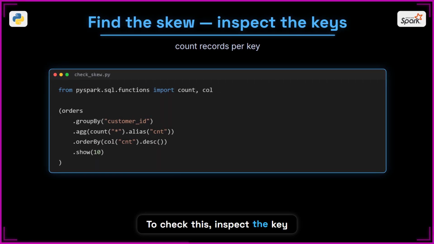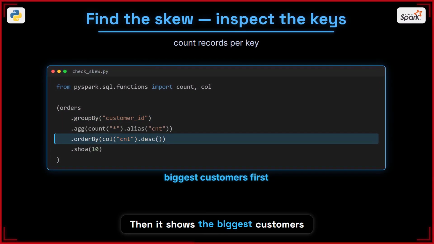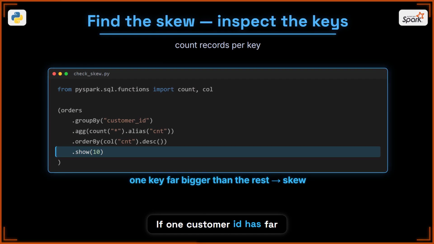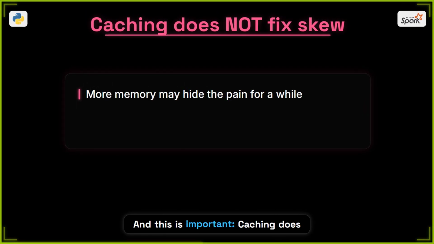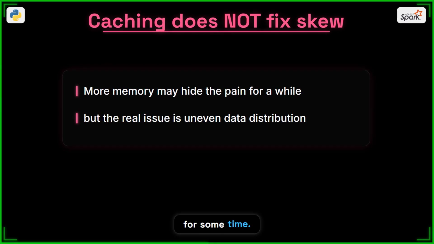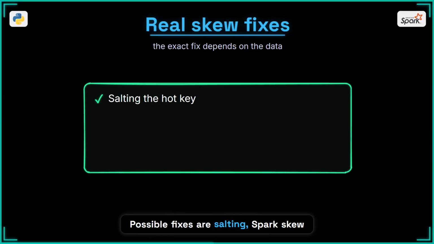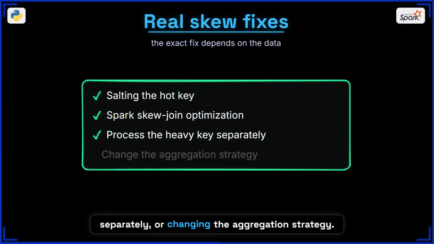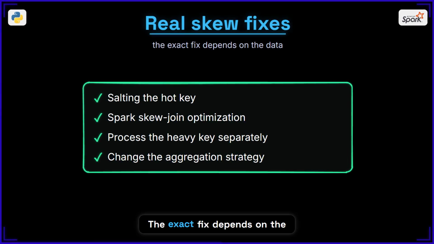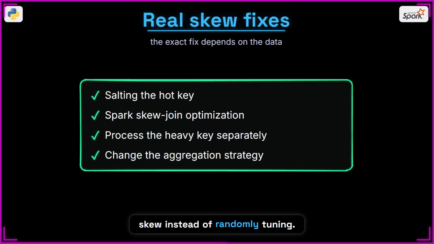To check this, inspect the key distribution. This code counts records per customer ID. Then it shows the biggest customers first. If one customer ID has far more records than the others, you found a skew problem. And this is important. Caching does not fix a skew issue. More memory may hide the pain for some time. But the real issue is uneven data distribution. Here, possible fixes are salting, Spark skew join optimization, processing the heavy key separately, or changing the aggregation strategy itself. The exact fix depends on the data. But the senior skill is diagnosing skew instead of randomly tuning.